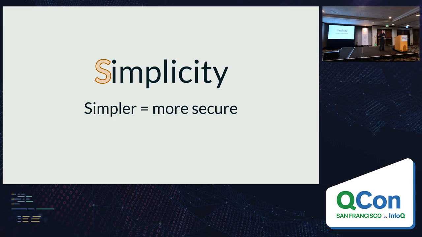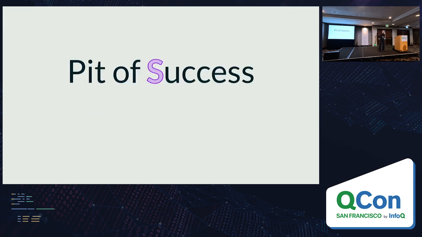Now, the last S is my favorite. It's creating a pit of success. It should be so easy to do the right, the secure thing, that it happens almost by accident, that we fall into that pit of success. But to put it differently, doing the wrong thing should be annoying and cumbersome. It should require us going out of our way. So the default option, the one we take without thinking, should be the right one.